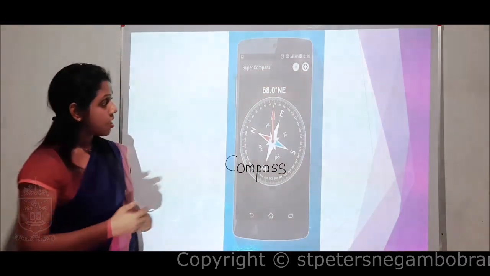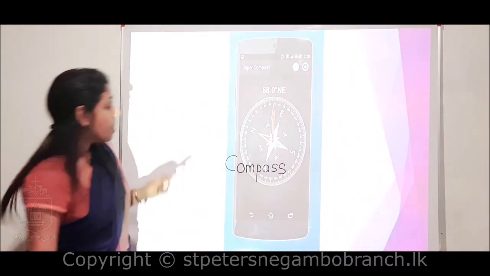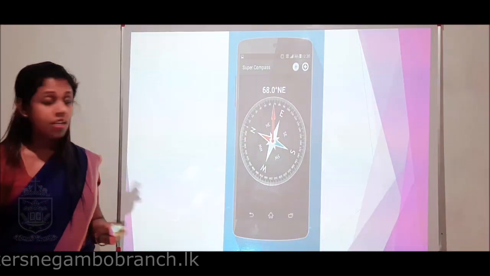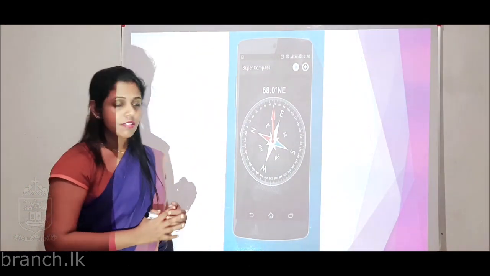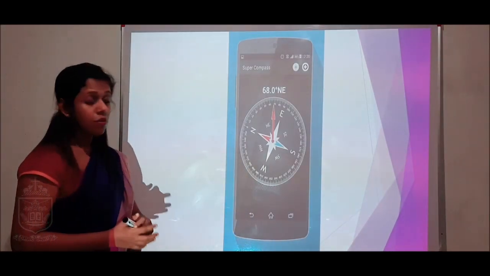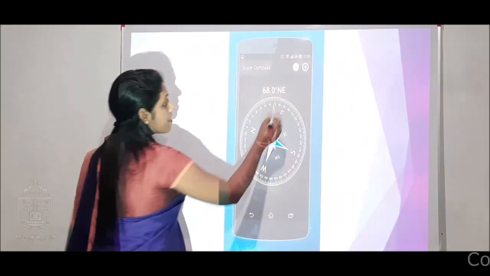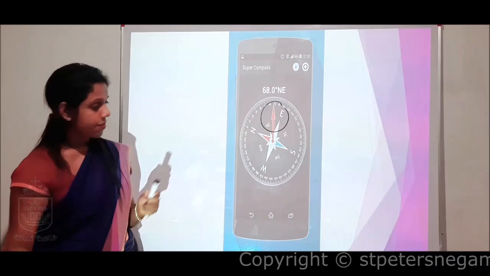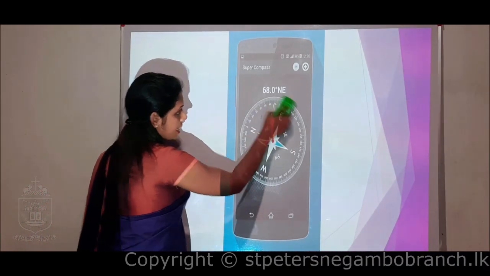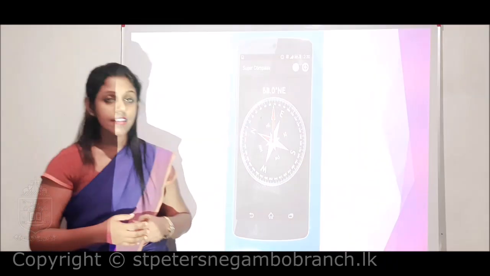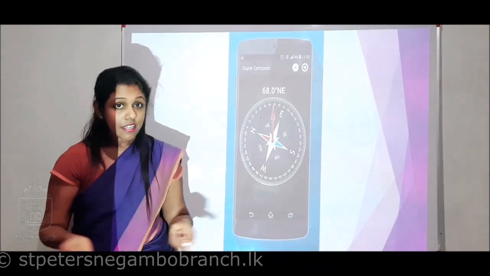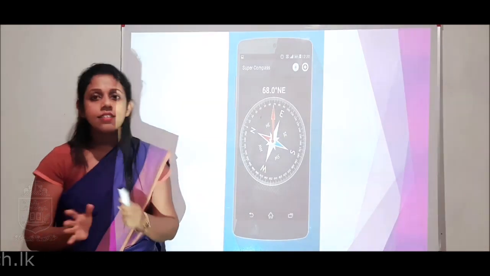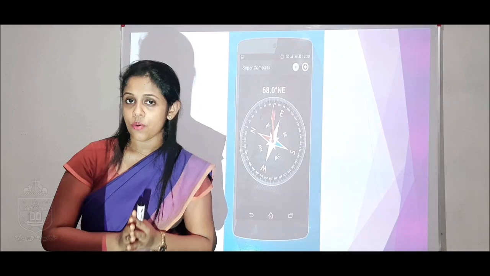Okay, children. Nowadays, we can find this compass as an application on your parents' mobile phones. So if your parents want to find a direction, this will help them. So I think now you all can understand what the main directions are and how many directions there are. I think you all can understand this lesson now.